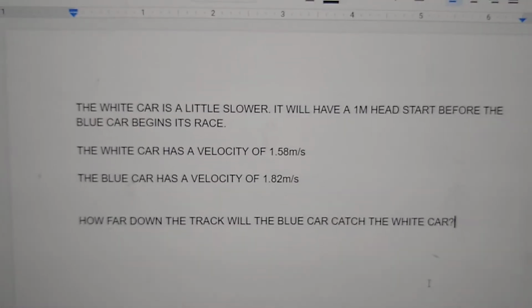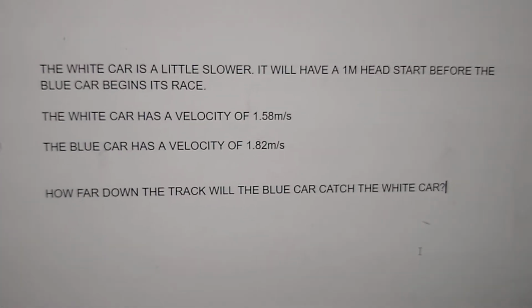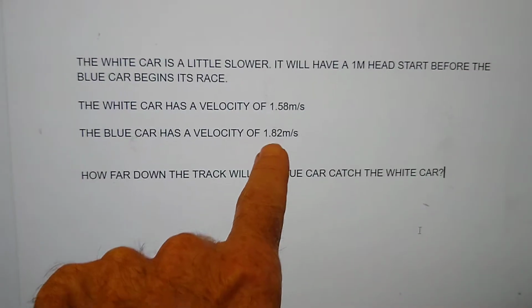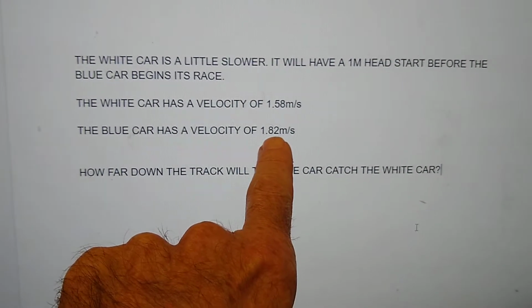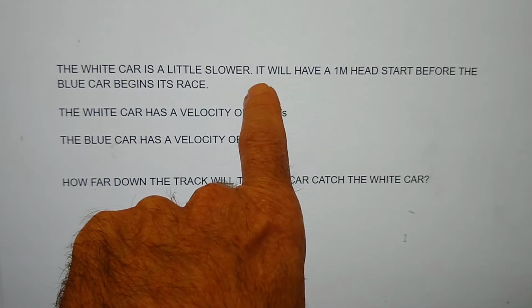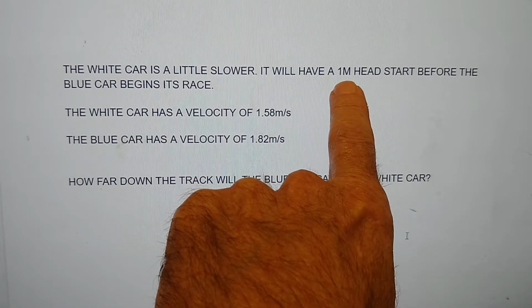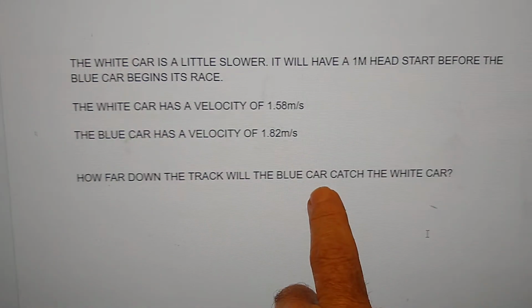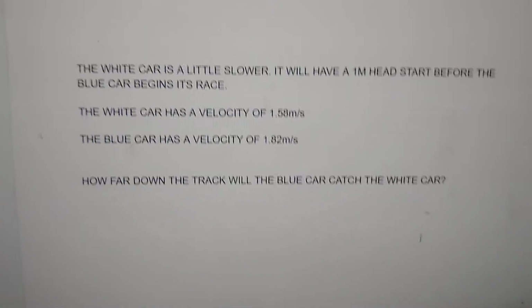The situation is, since the white car is a little slower, it has a velocity of 1.58 meters per second. The blue car has a velocity of 1.82 meters per second. We're going to give the white car a 1 meter head start. How far down the track will the blue car catch the white car?